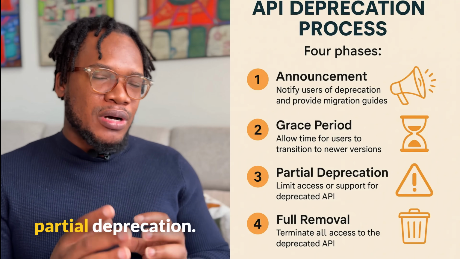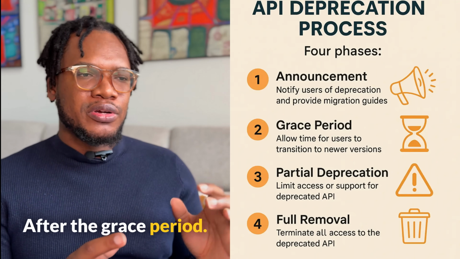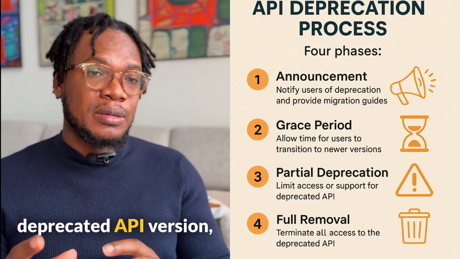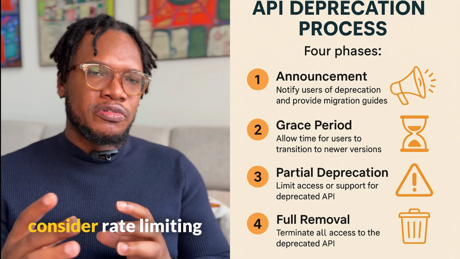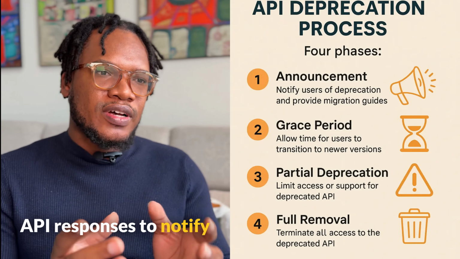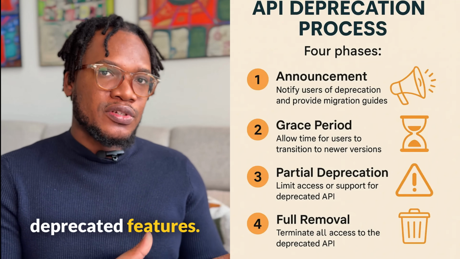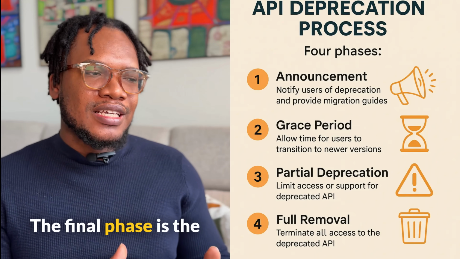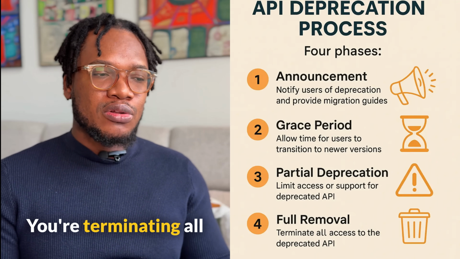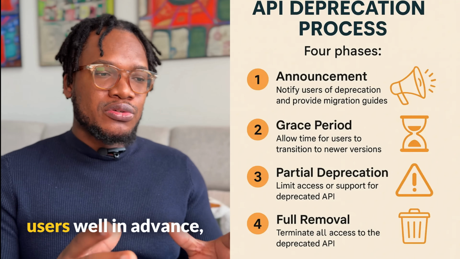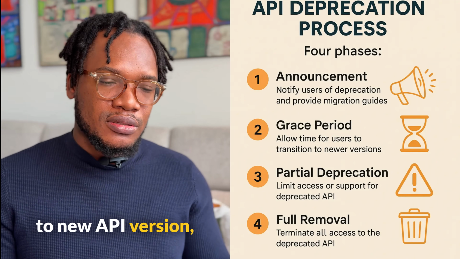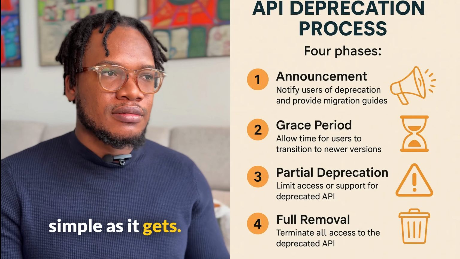The third phase is partial deprecation. After the grace period, start limiting access or reducing support for the deprecated API version. Consider rate limiting or logging warnings in API responses to notify users they are using deprecated features. The final phase is the full deprecation or the removal of the service. You're terminating all access to it, notifying your users well in advance, and you're providing clear migration paths to the new API version. And that's really as simple as it gets.